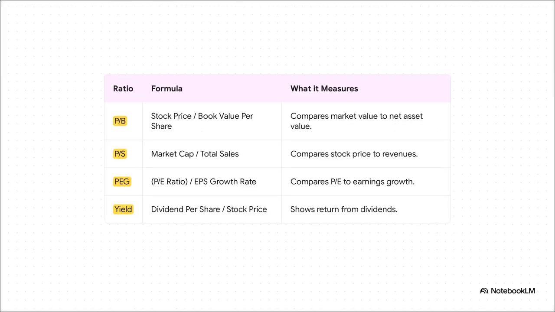Of course, PE isn't the only tool. This table is your quick reference guide. Price to book is awesome for asset-heavy companies like banks. Price to sales is a lifesaver for valuing new, exciting companies that aren't profitable yet. The PEG ratio is a fantastic upgrade on the PE because it puts that number in context by factoring in growth. And dividend yield, well, that's for the income-focused folks. It tells you exactly how much cash the company is paying you back each year just for holding its stock.